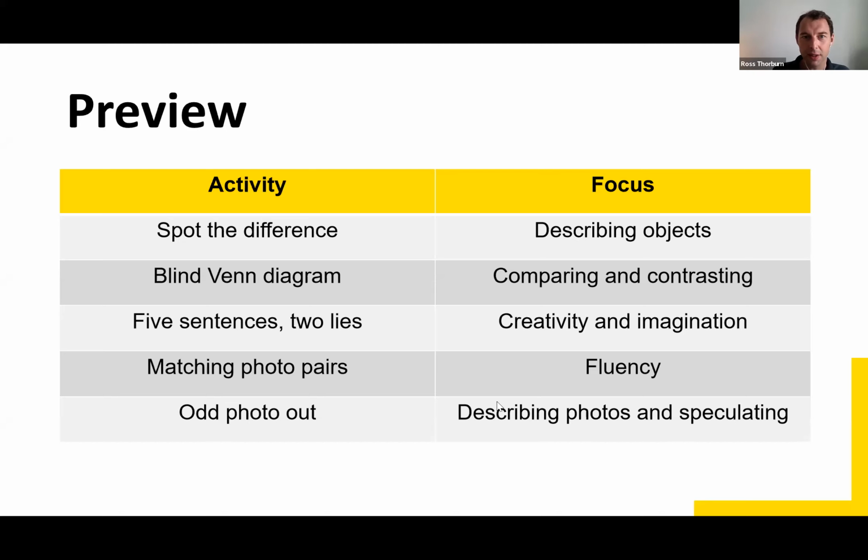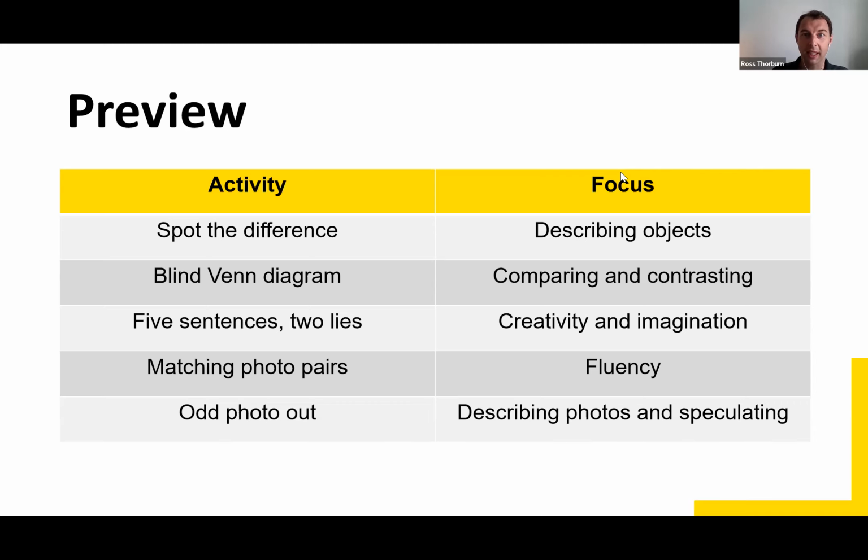Very quickly, here's an outline of the activities that we're going to do today. So really today, it's just going to be me pretending to be the teacher and you all pretending to be the students. And we're going to do 5 activities. First activity is called Spot the Difference. I don't know if you've played this before, but this is a way to get students to describe objects.